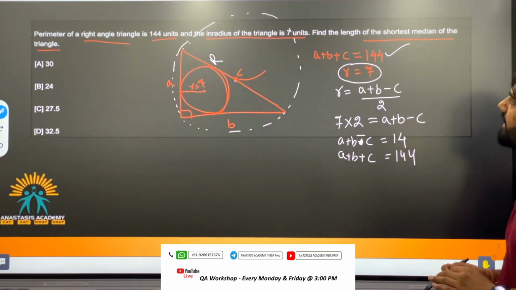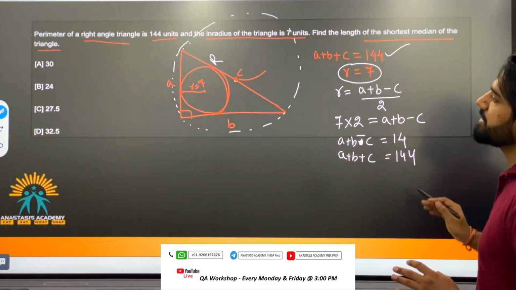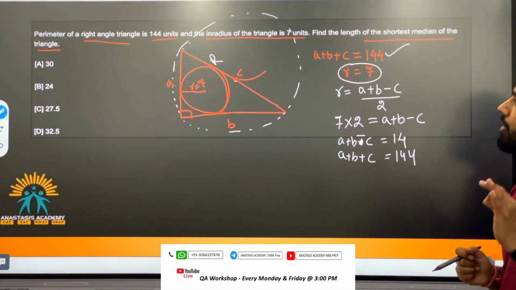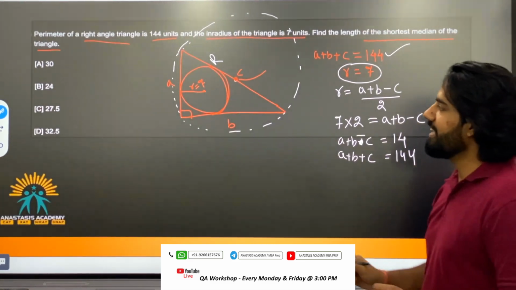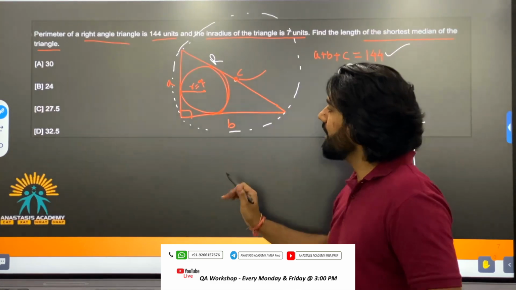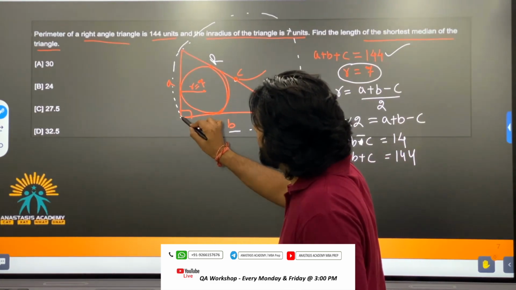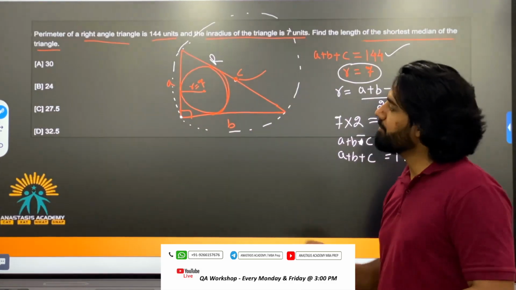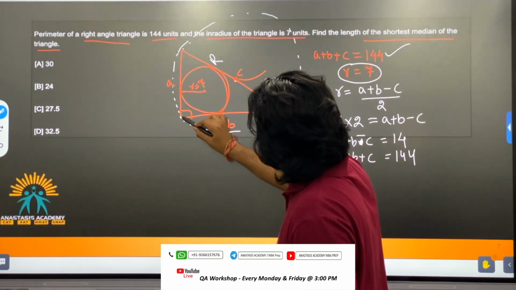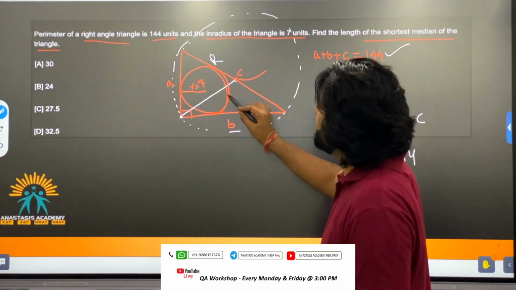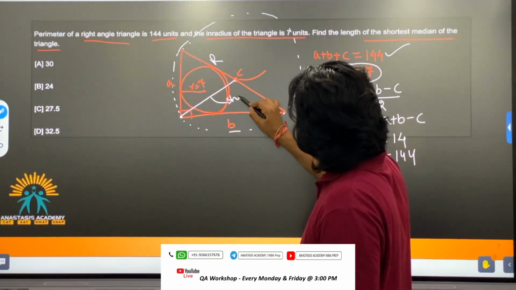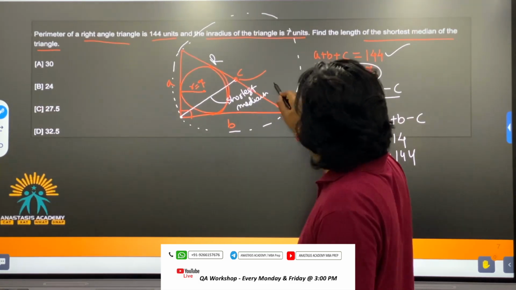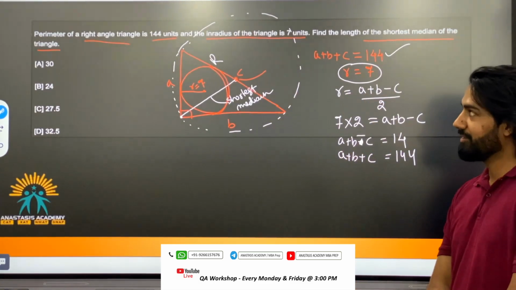We need to find the length of the shortest median. Shortest median of this triangle would be from this vertex till the midpoint of the hypotenuse. If I join these 2 points, it would be the shortest median. I have to find the length of this shortest median.